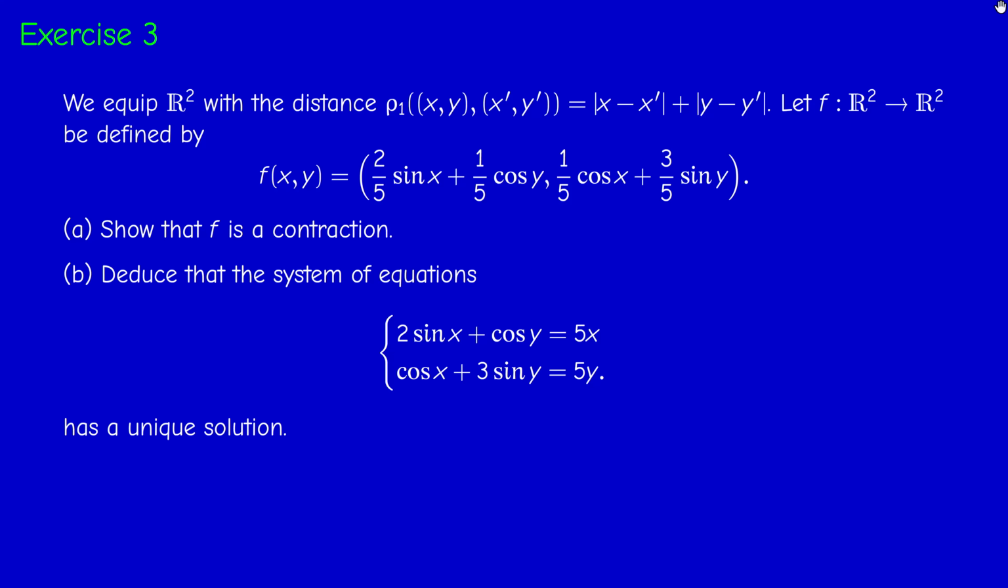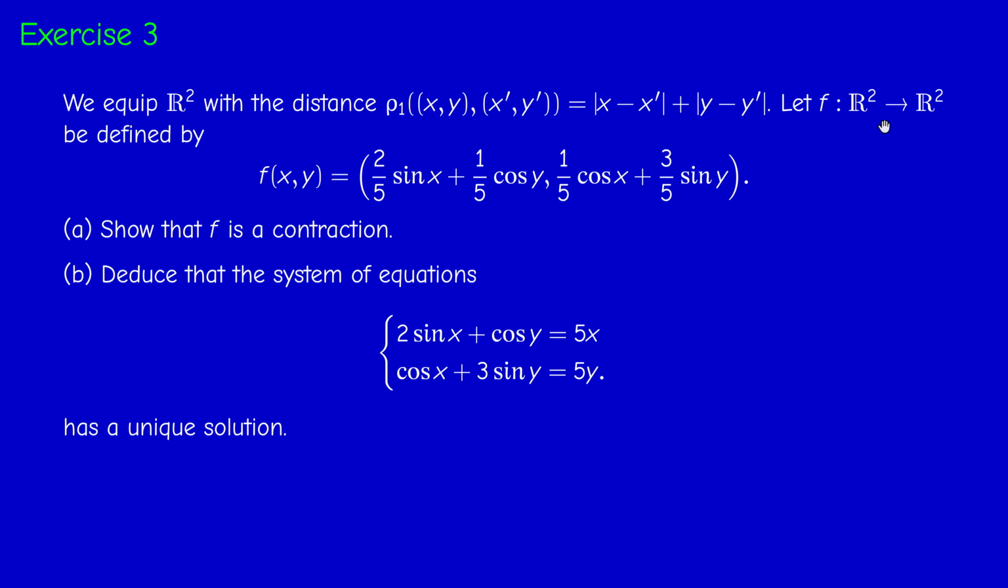Exercise 3, about the Banach fixed point theorem. We equip R2 with the distance rho 1 of (x, y), (x prime, y prime) as being the distance between the first two components plus the distance between the second two components. Okay. Of course, we could have taken the Euclidean distance or the maximum distance, it doesn't really matter, but this is somehow convenient.